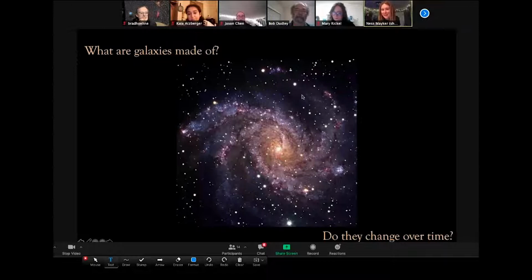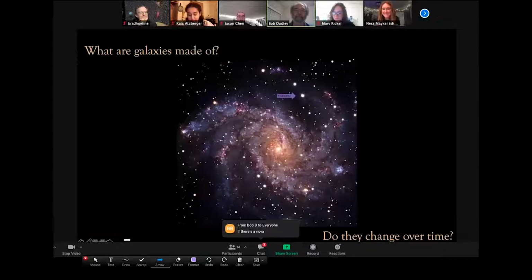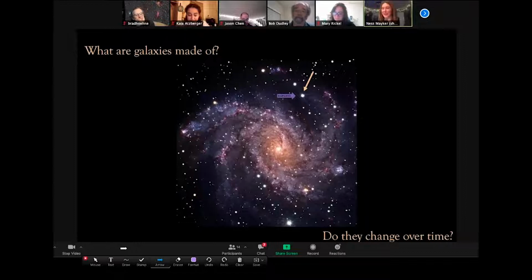A nova. Supernova. Yeah, so that is a supernova. Yes, so we do know that galaxies change over time, usually on longer timescales, but sometimes we get some faster bits of change. And in my research, I am curious about how galaxies change over time.